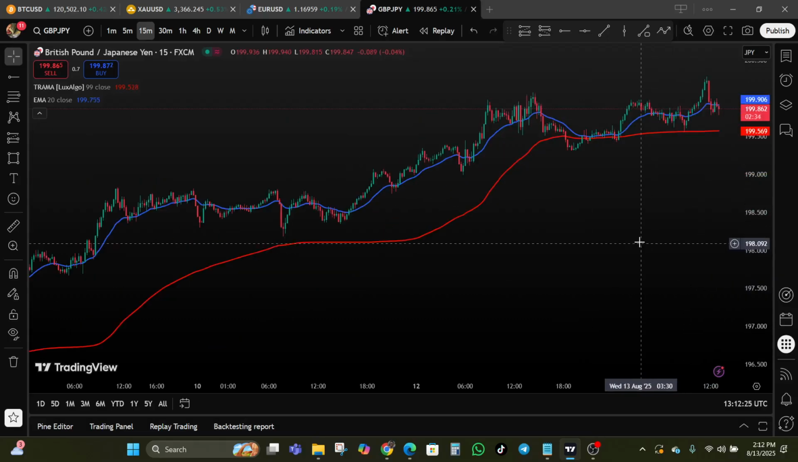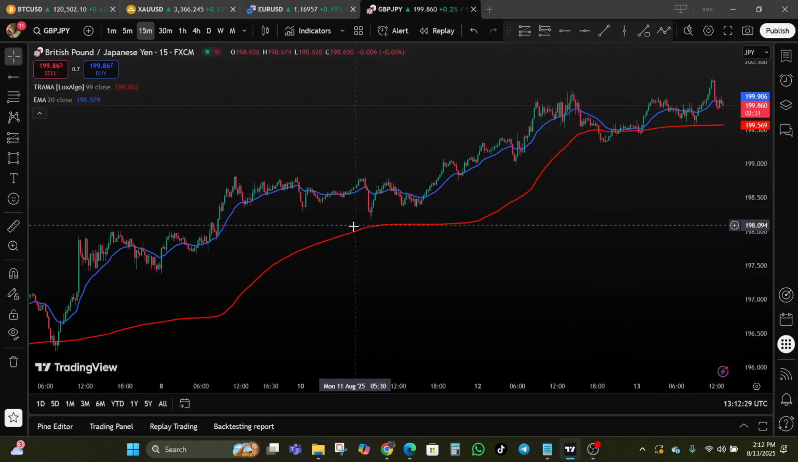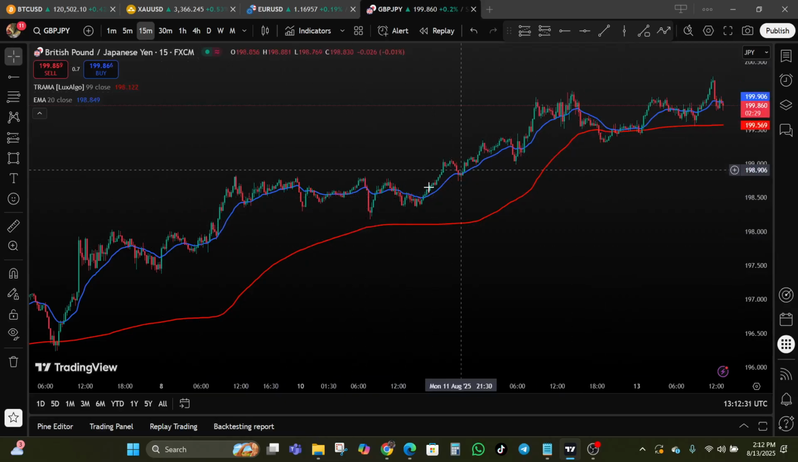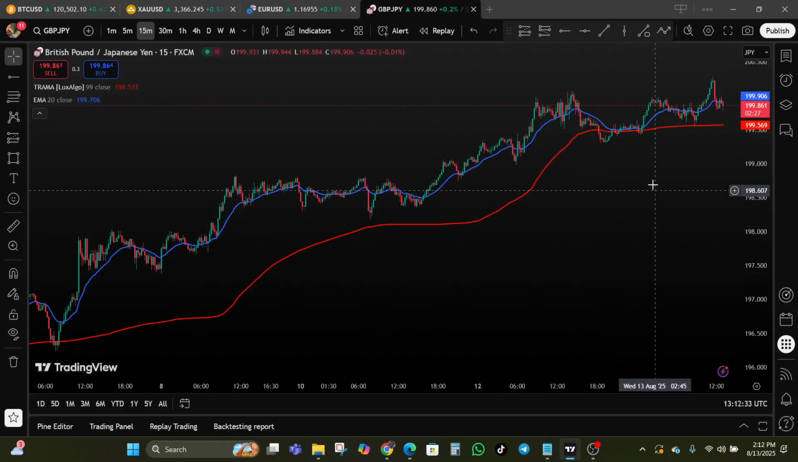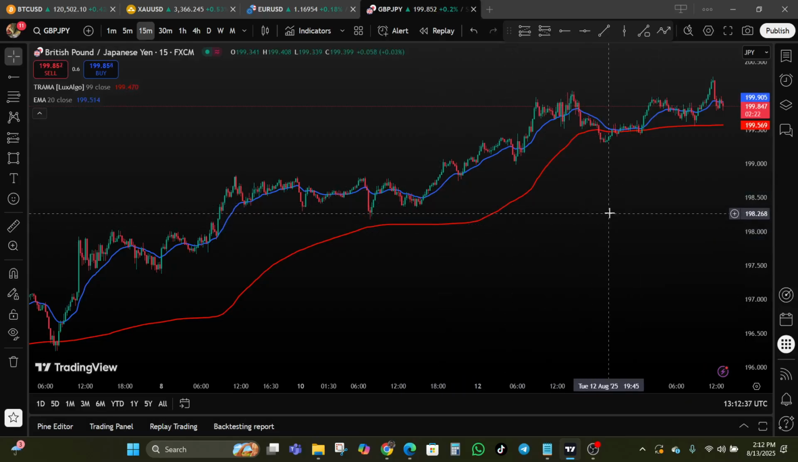Once you've confirmed the trend on the higher time frame, for example the 4-hour, you can drop to a lower time frame, maybe like the 15 minutes, to get your entry timing and execute your trade. Also, avoid relying solely on the TRAMA in consolidation phases.